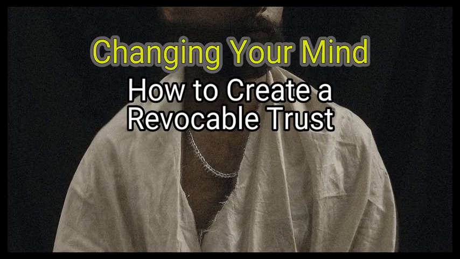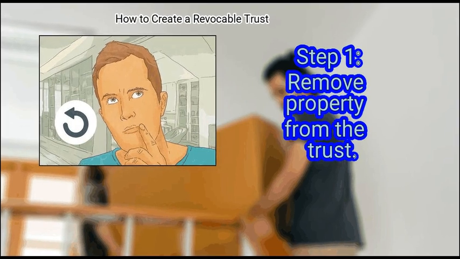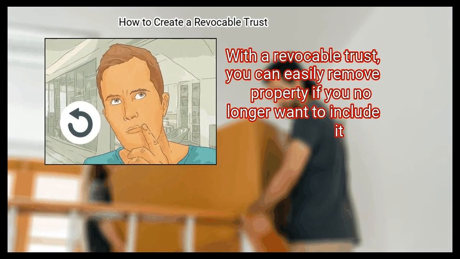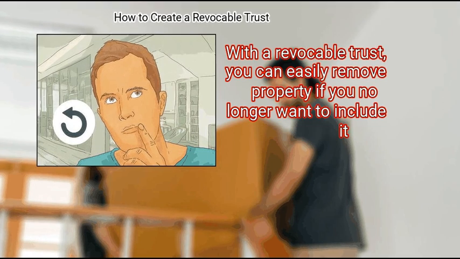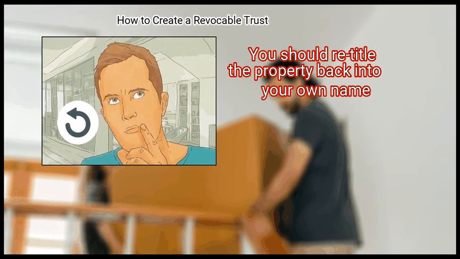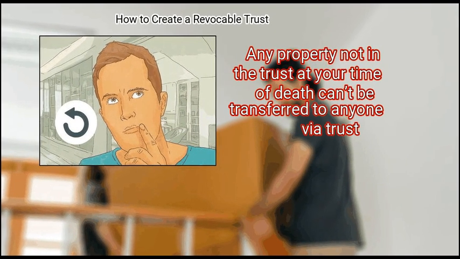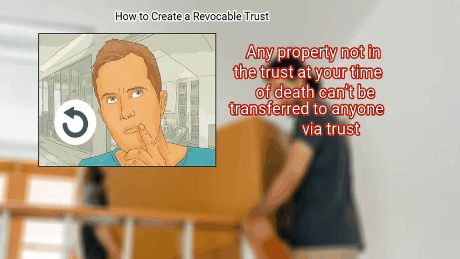Method 3. Changing your mind. First is remove property from the trust. With a revocable trust, you can easily remove property if you no longer want to include it. You should retitle the property back into your own name. Any property not in the trust at your time of death can't be transferred to anyone via trust.